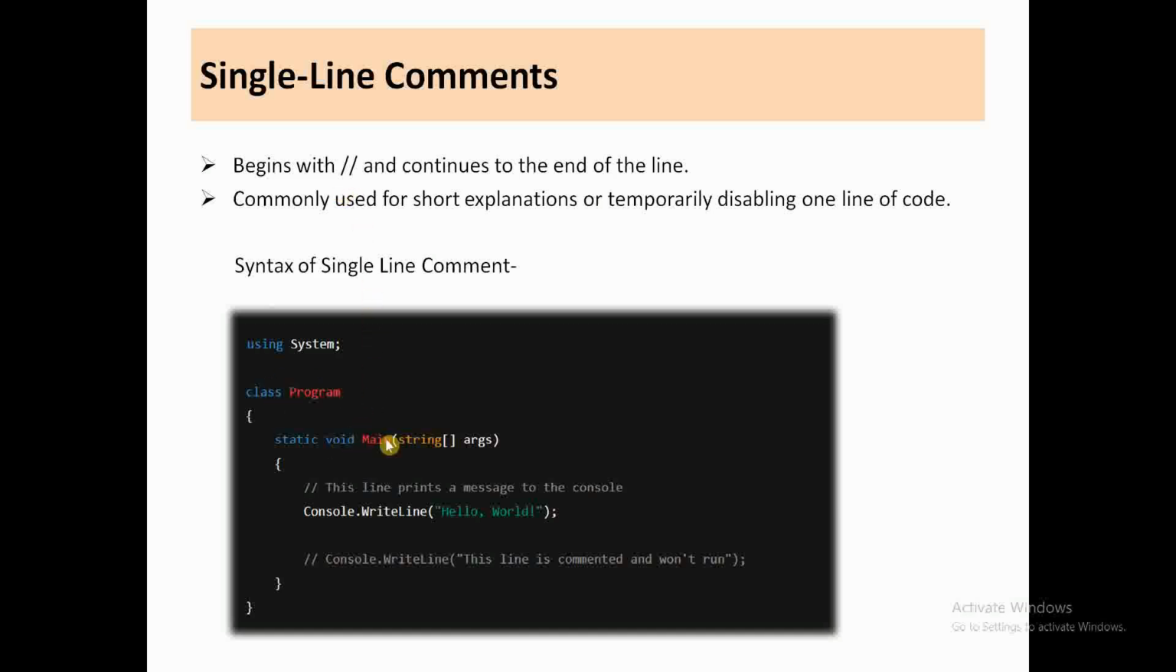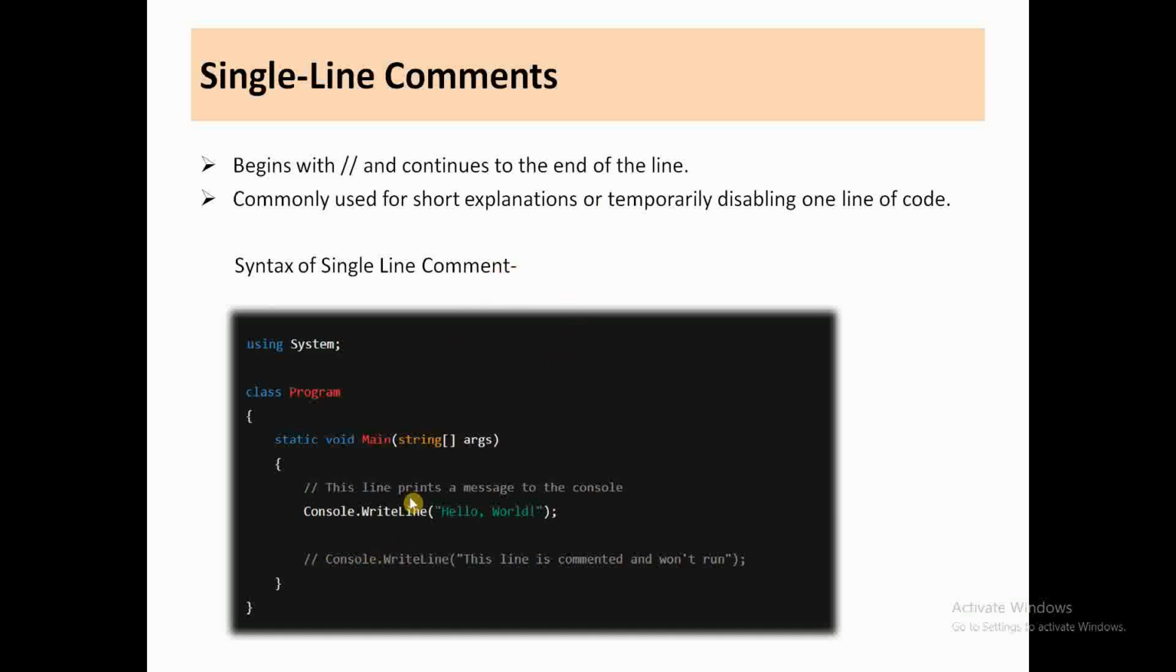Here we have the example. If we are displaying hello world in the terminal window, then we can explain in one line what this is doing. So this line prints a message to the console. We are adding this note above the Console.WriteLine, you can see that. We can also comment out the code portion. If we want to comment this Console.WriteLine line, then we can also do that.